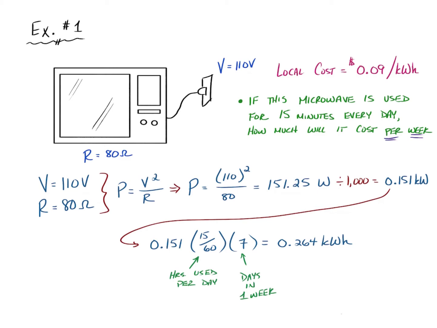All right, the last step, now that we know that, would be to multiply that by the local rate, which we're told is 9 cents per kilowatt hour. And we'll find that this microwave, based on this input and based on this amount of use, will cost us about 2 cents per week. That's not too bad, but microwaves are not generally the most expensive electrical appliances we have. That is usually reserved for refrigerators and air conditioners and things along those lines, which we will look at in the next example.